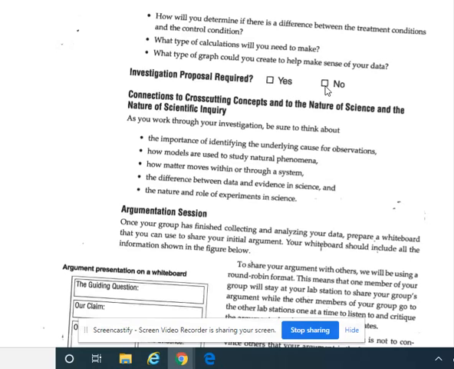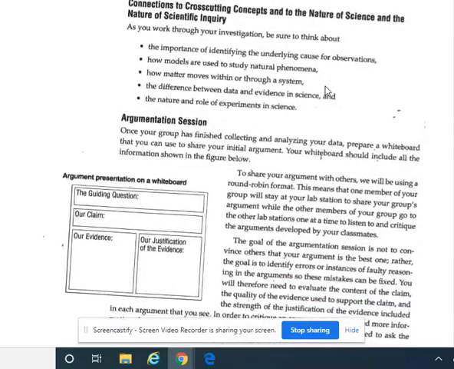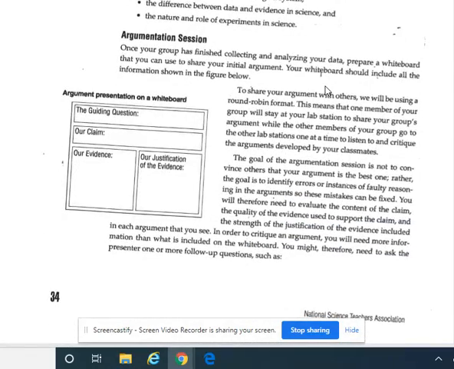All right, after you collect all of your data, we will enter the argumentation session. Once your group has finished collecting and analyzing your data, prepare a whiteboard that you can use to share your initial argument. Your whiteboard should include all the information shown in the figure below. And for us, instead of a whiteboard, we will use either a PowerPoint slide or a Google slide just on your computer screen.